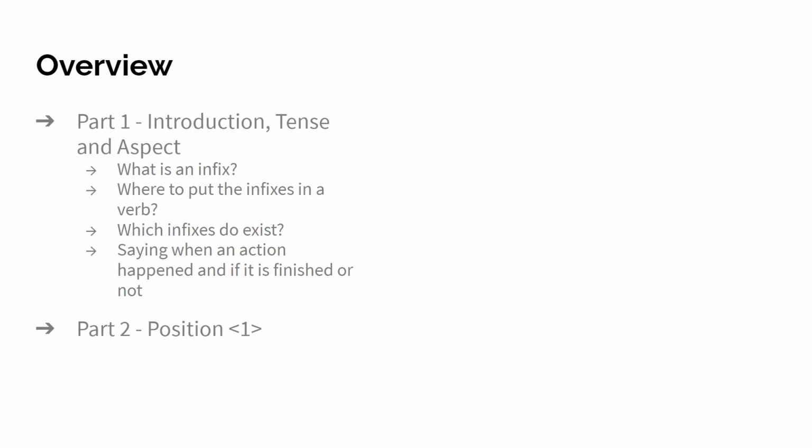In part 2, we will talk about the rest of the position 1 infixes. Don't worry about the position stuff, we will learn about this today. So part 2 will be position 1 infixes. We will talk about the subjunctive, then about some combined infixes, and about the participles, so adjectives that are made from verbs. So to hunt becomes hunted or hunting.